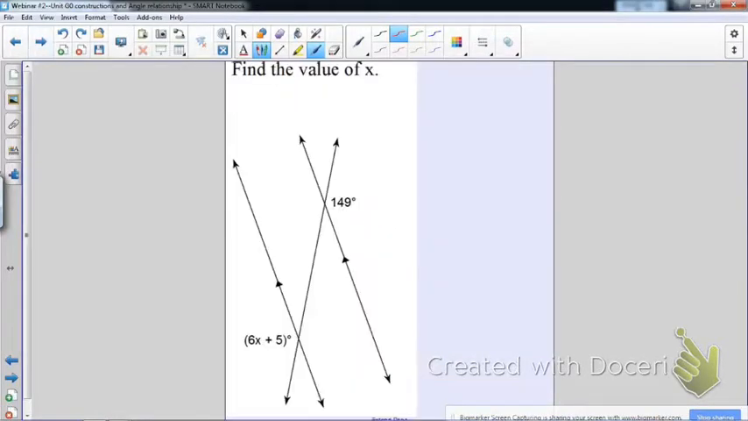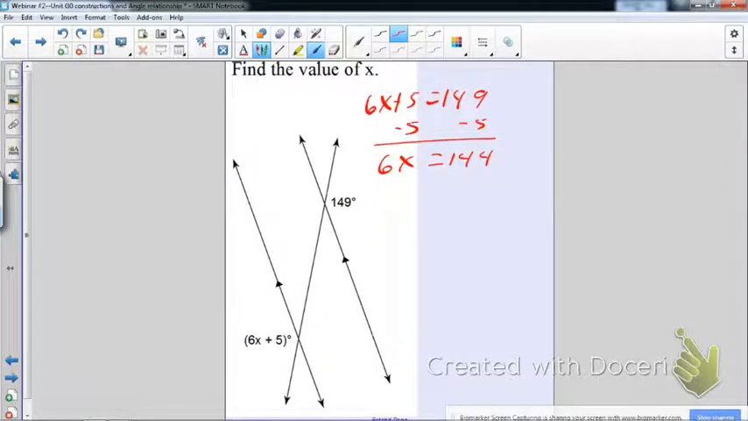Let's continue with the last one here. These are alternate exterior angles. With alternate exterior angles, you just set them equal to each other. So you use the subtraction property of equality, and you get that 6x is equal to 144. Then you use the division property of equality and divide both sides by 6, and you get that x is equal to 24. Okay?